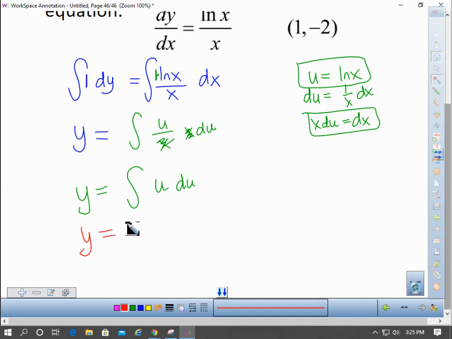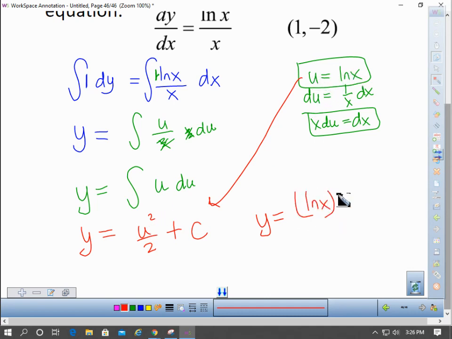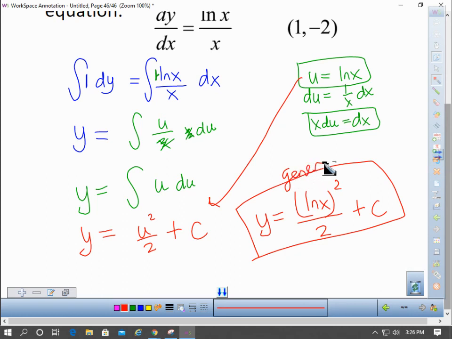All right. So the antiderivative of u is going to be u squared over 2, because you raise the power, right? So you go u squared divided by 2 plus c. And then you have to plug your u back in. So my final answer is y equals my u value squared. My u was ln of x. So that would be ln of x squared divided by 2 plus c. So there's my answer for the general solution, right? That's my general solution where I've got your plus c on there.